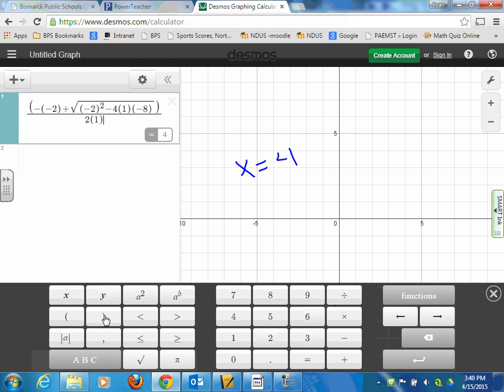Now, we know there's two answers because of the plus or minus symbol. We do want to change this one right here to a minus sign. And there's a really easy way of doing that. You don't have to type everything all in again. What I'll do is I'll click on the tools icon, which is right there.